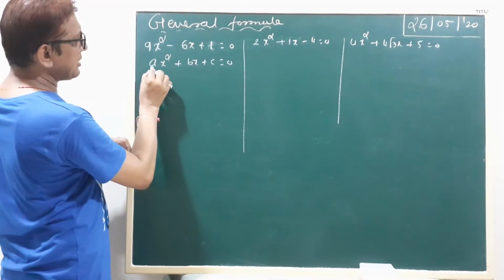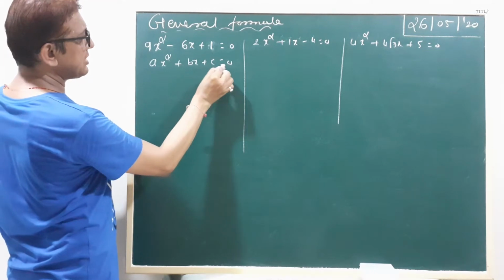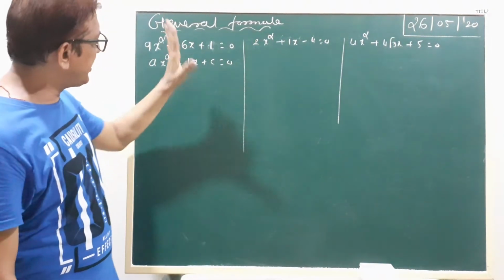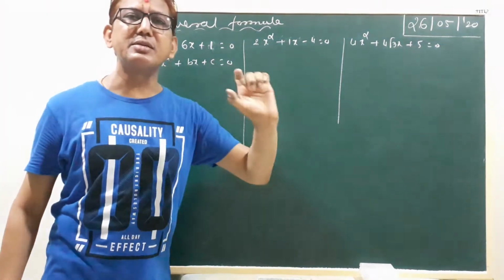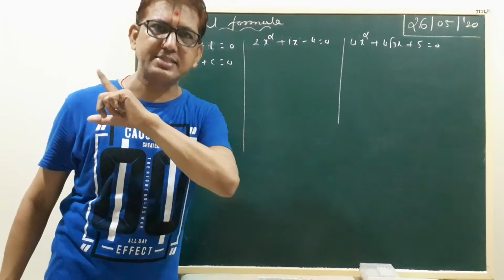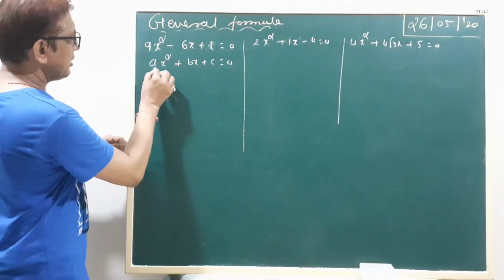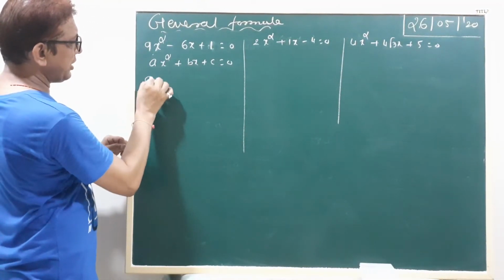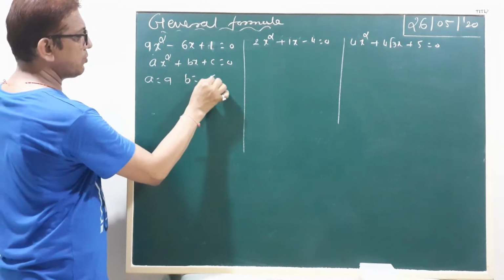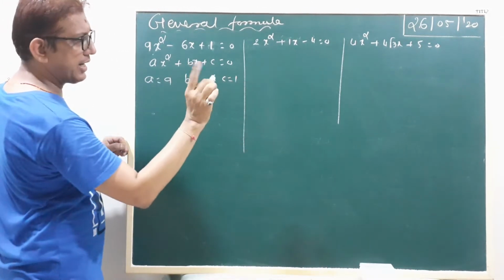First we compare with ax square plus bx plus c equal to 0. Always in the general formula, we first find the discriminant D, that is b square minus 4ac. Okay. First compare here. So a equals 9. This is our standard form. b equals minus 6. c equals 1. Right.